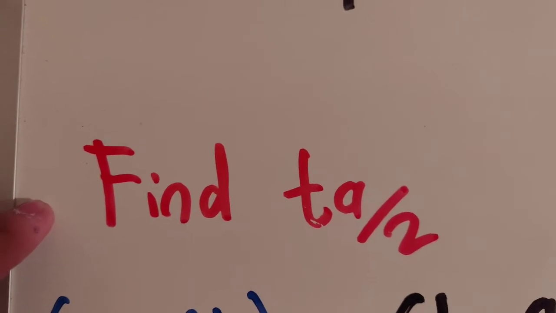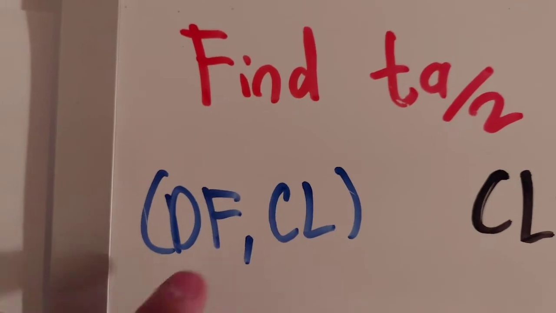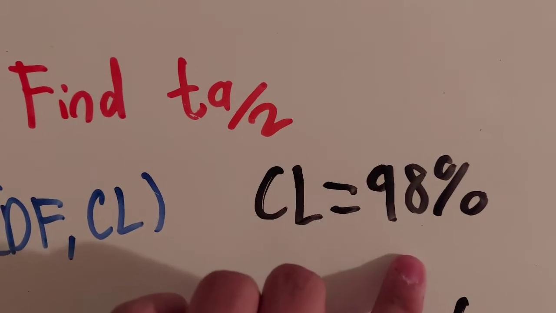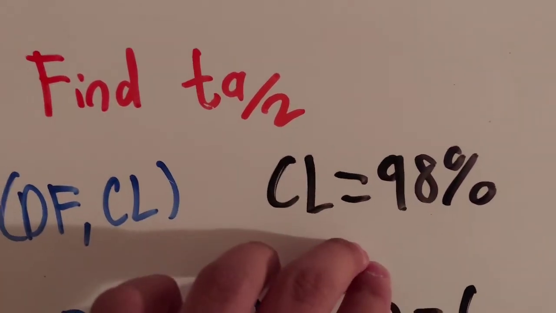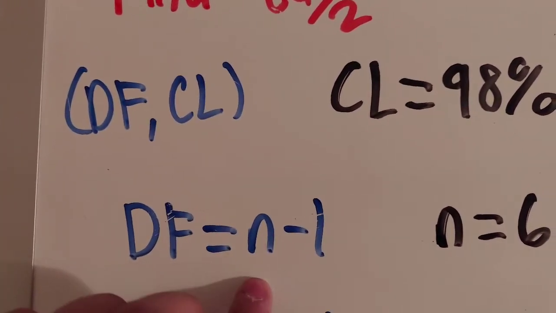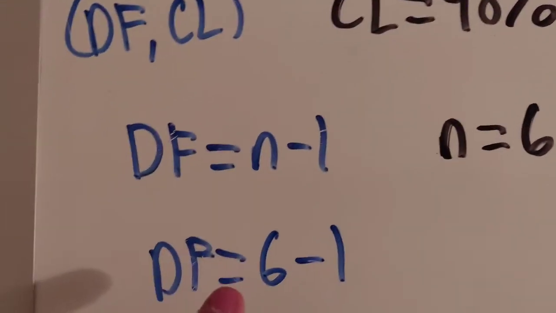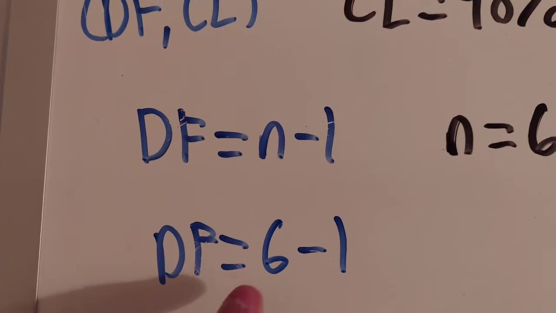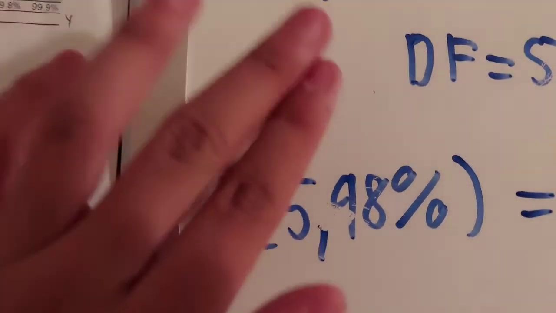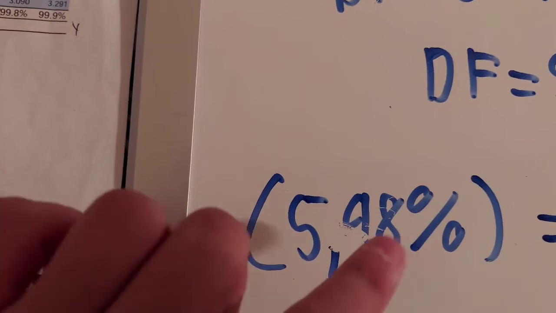Next up, we've got to find T alpha over 2. And to find T alpha over 2, we need to find degrees of freedom and the confidence level. As shown before, confidence level is 98%. That was given to us. And the degrees of freedom is going to be degrees of freedom equals n minus 1. As we just did, n equals 6. So we're just going to plug in 6 for n. That's going to be degrees of freedom equals 6 minus 1. Degrees of freedom equals 5. And then if we plug everything that we know back in, it's going to be 5, the degrees of freedom, and 98%, the confidence level.